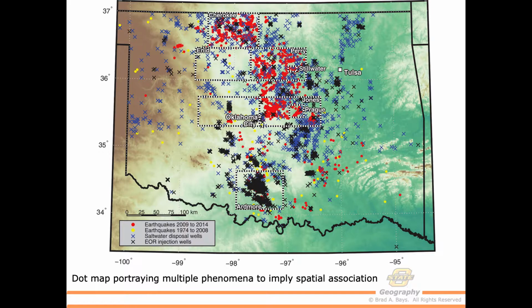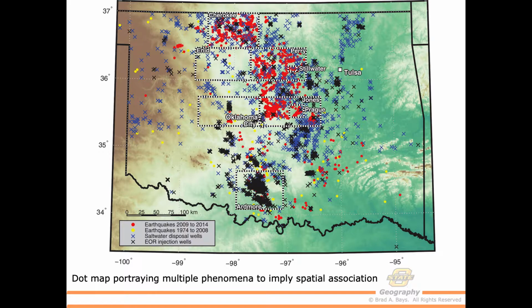So 34 years, you don't have that many. But then if we look at the red dots, 2009 to 2014, only 5 years, versus 35 years, you have this clustering of earthquakes, particularly in north central and northwestern Oklahoma and a few elsewhere.